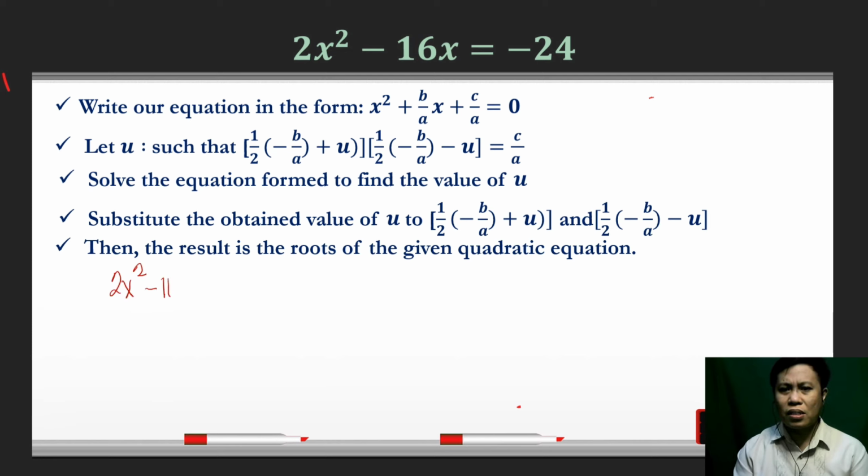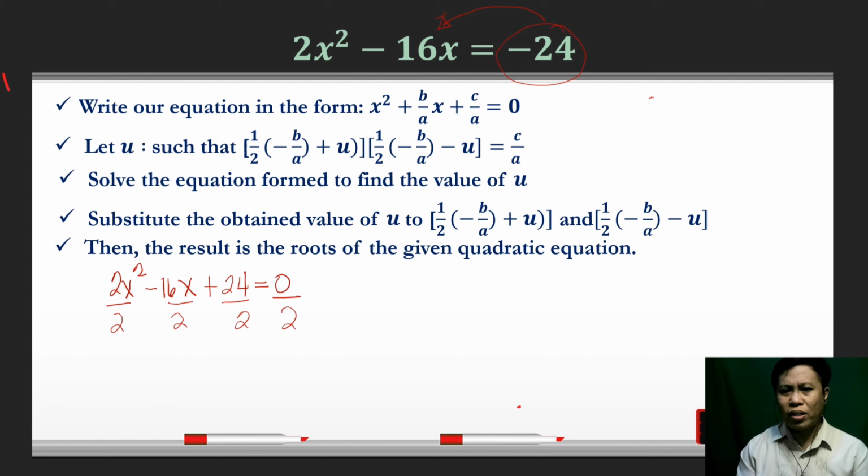minus 16x. Then, we have to transpose this negative 24 to the right side. So, you have positive 24 equals 0. Then we divide each term by the coefficient of x squared, which is 2.